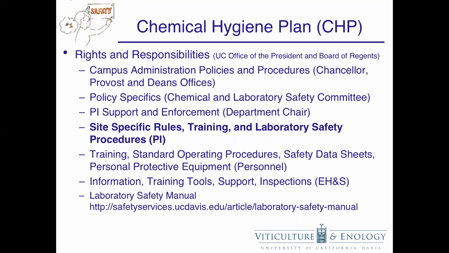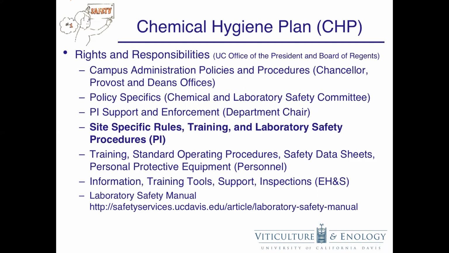The Chemical Hygiene Plan also details the rights and responsibilities of each of the following parties as determined by the UC Office of the President and the Board of Regents. Campus administration policies and procedures are the responsibility of the Chancellor, Provost, and Dean's offices. Policy specifics is the responsibility of the Chemical and Laboratory Safety Committee. PI support and enforcement is the responsibility of the department chair. Site-specific rules, training, and laboratory safety procedures are the responsibility of the PI.